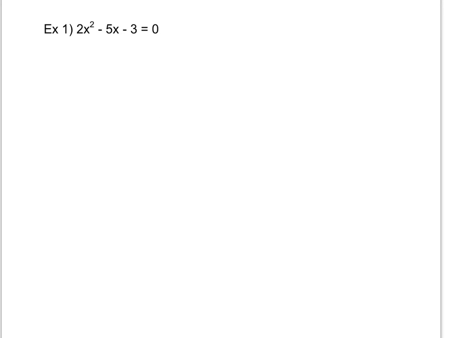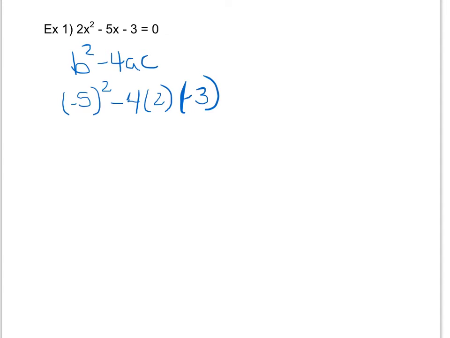At this point, let's look at some examples actually using the discriminant. If I'm asked to find the number of solutions as opposed to solving it, all I need is that piece from under the radical, that discriminant, b squared minus 4ac. So I'm going to take my b, which I see as negative 5. I always want to plug negatives in with parentheses so I don't mess with my order of operations. Minus 4, my a, which is 2, my c, which is negative 3. That gives me 25. Negative 4 times 2 is negative 8, times negative 3 is a positive 24, and I do get 49.